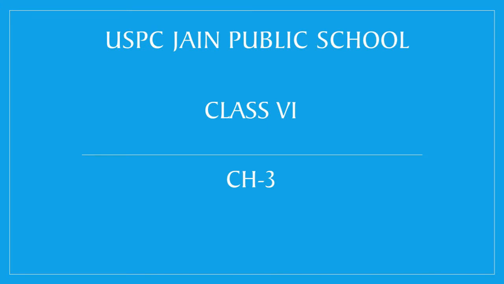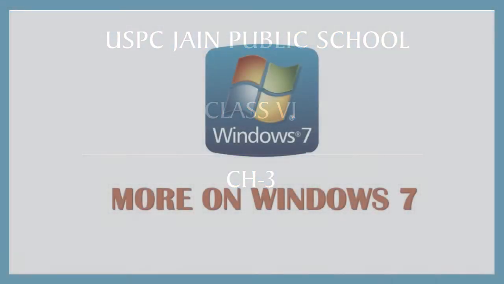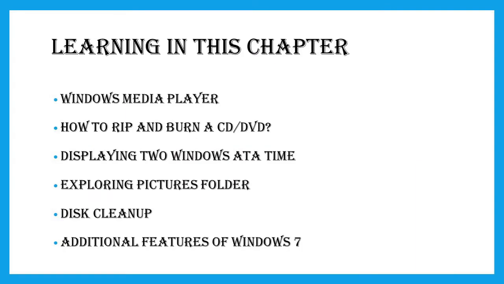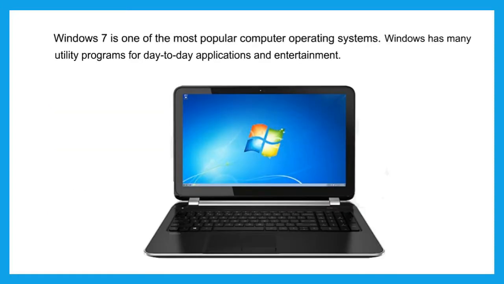Today we are going to start chapter 3, More on Windows 7. In this chapter, we are going to explore some interesting features of Windows 7. Before we start the chapter, let's see the topics we are going to cover: Windows Media Player, how to rip and burn a CD or a DVD, displaying two windows at a time, exploring the Pictures folder, Disk Cleanup, and additional features of Windows 7.